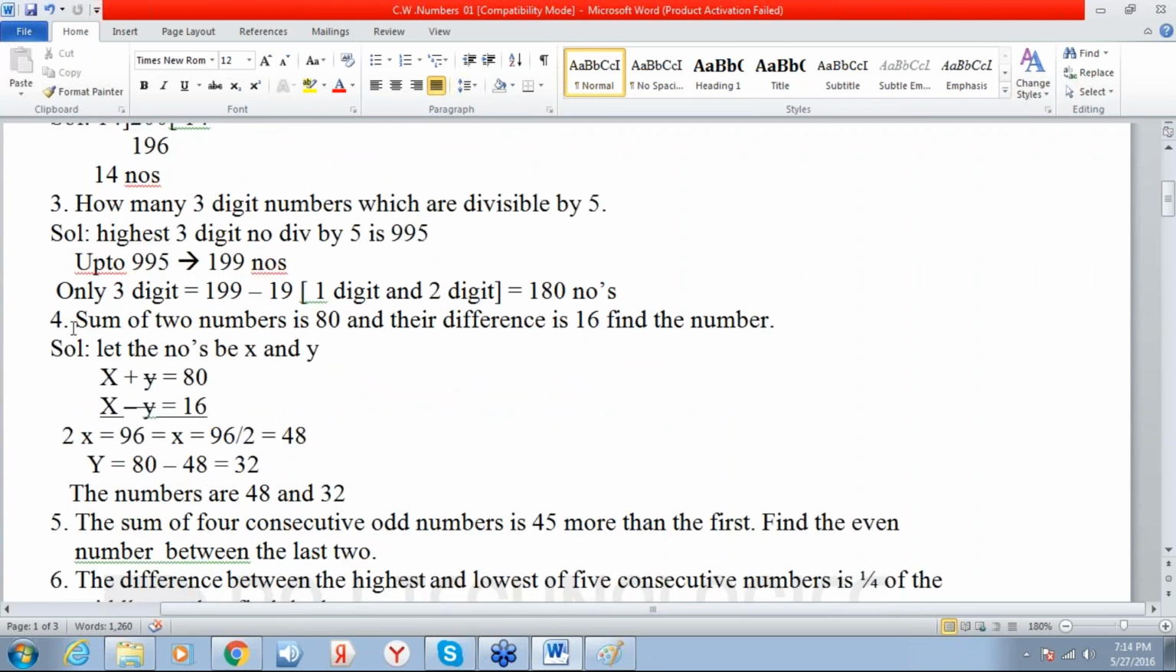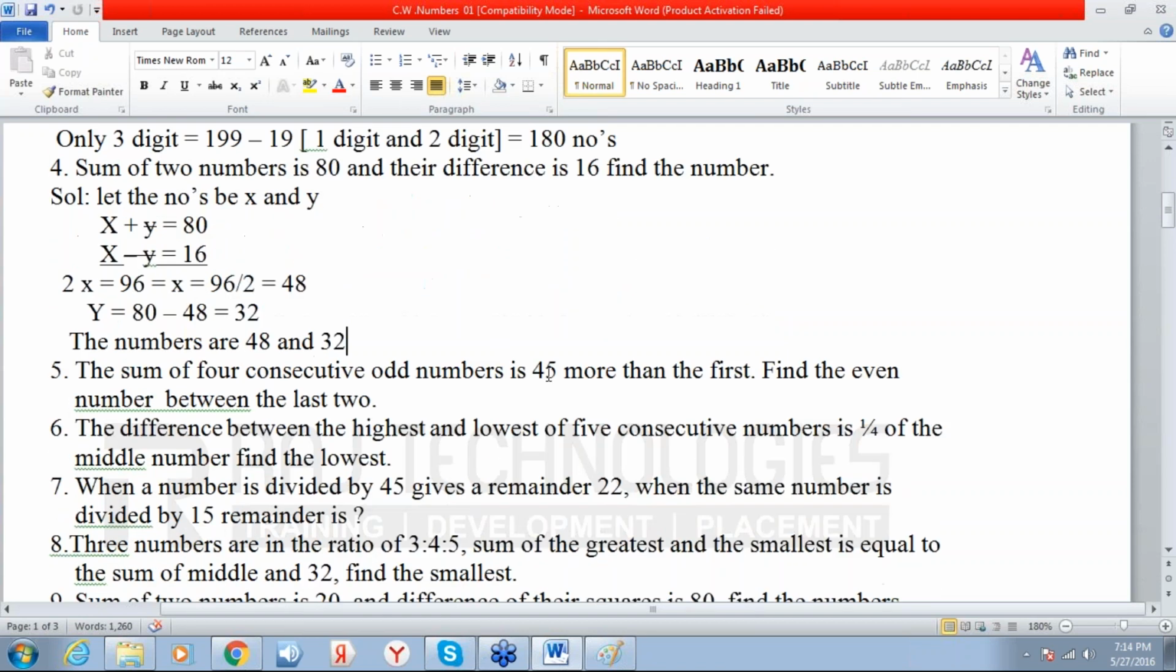To find the highest value, take the sum of the two values, 80 plus 16, directly from the question itself. 80 plus 16 is 96, to find the highest value. To find the smaller value, 80 minus 16, divided by 2. Right?